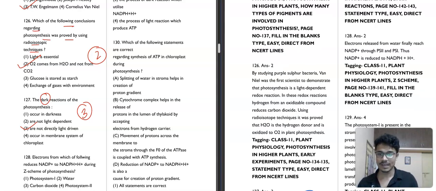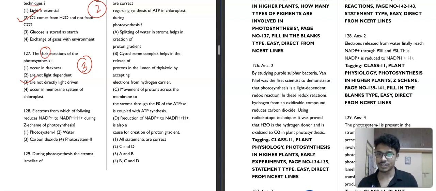It is saying that electrons from which of the following reduce NADP plus to NADPH and H plus during Z scheme of photosynthesis. Z scheme means that obviously PS2 and PS1 both will work. It is saying electrons. Where do the electrons come from? That will be water. Electrons released from water finally reach NADP plus through PS2 and PS1. So this is our correct answer.